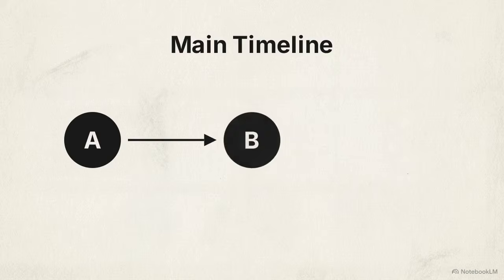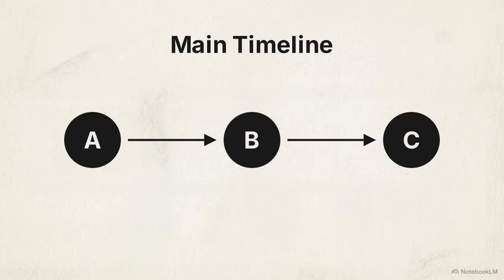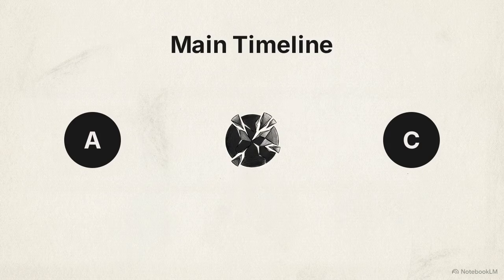This chart represents the main timeline, the logical sequence your villain planned to execute. Step A leads to Step B, leading to Step C. But when players do something wildly unexpected, they shatter a critical node. Step B is gone. Your first job is to test the break. Can the villain bypass the damage and reach Step C?